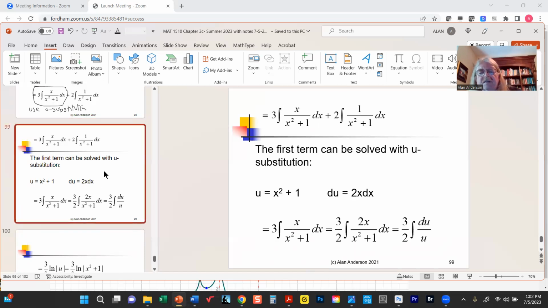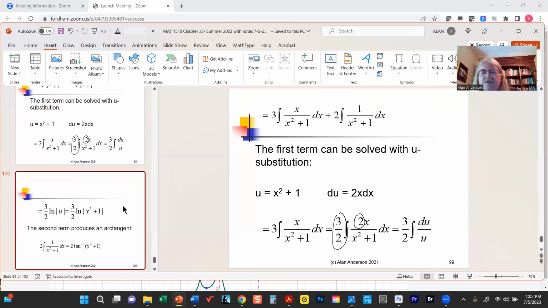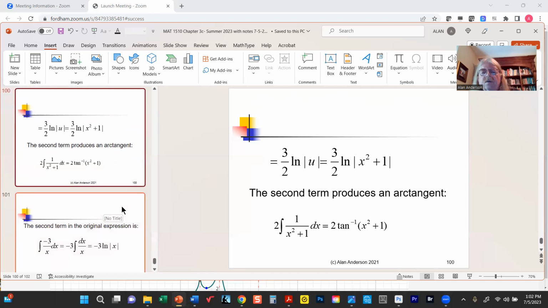So that brings us here. And so what we're going to do is let u equal x squared plus 1. Du would therefore be 2x dx. We don't have that, but we can create it ourselves. And so this brings us to 3 halves du over u. And that just brings us back to 3 halves ln u, or 3 halves ln of x squared plus 1.